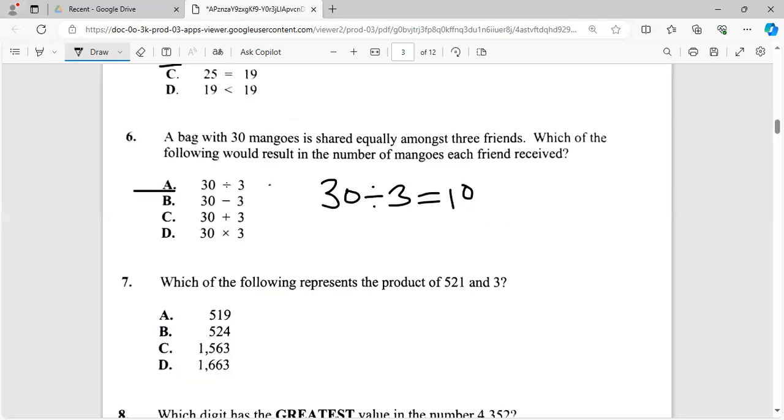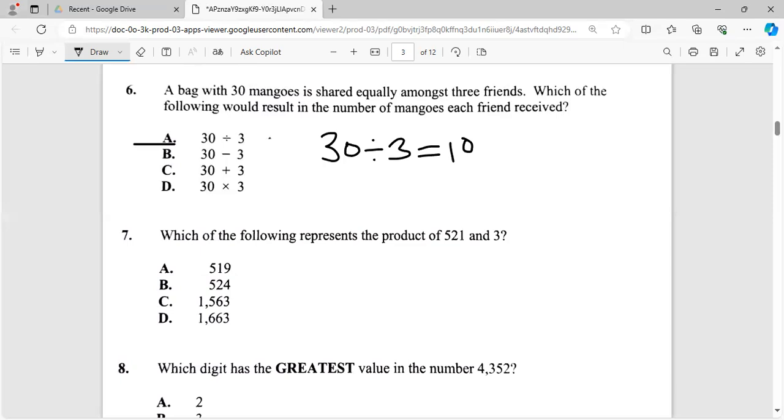Which of the following represents the product of 521 and 3? So product means to multiply. So what we do is simply multiply. It's supposed to be 1. So 3 ones are 3, 3 twos are 6, 3 fives are 15. So that would be C.